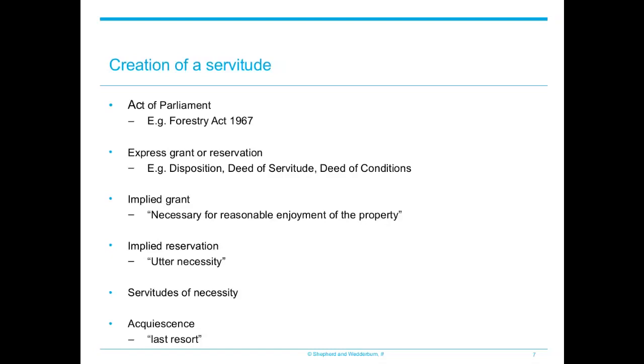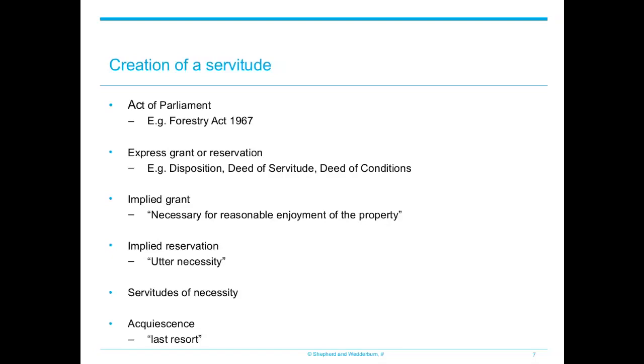The most common way of creating a servitude is by express grant or reservation. Express grant is where a servitude is granted in a deed by the owner of the burdened property, and this could be a disposition, a deed of servitude, a deed of conditions. And as it's a real right in land, formal writing is required. A servitude created by express reservation is where it's reserved by the owner of the benefited property in a disposition granted by him. Well, unfortunately, a review of Mr. Brown's titles do not disclose any express right in his favour having been granted over the green area.